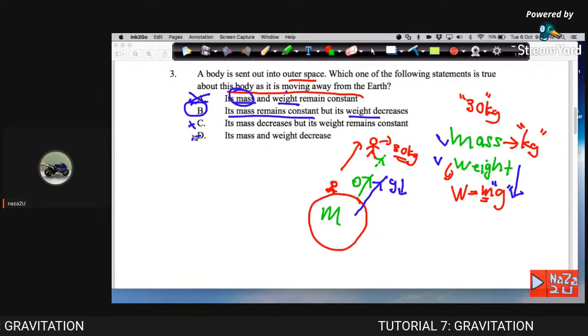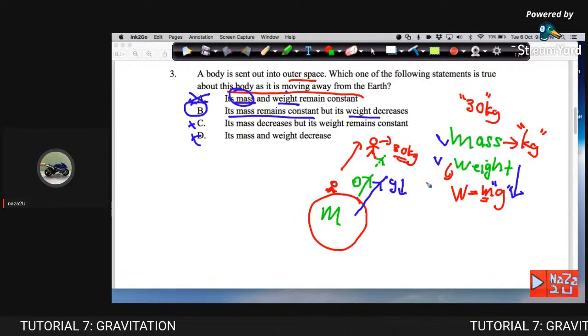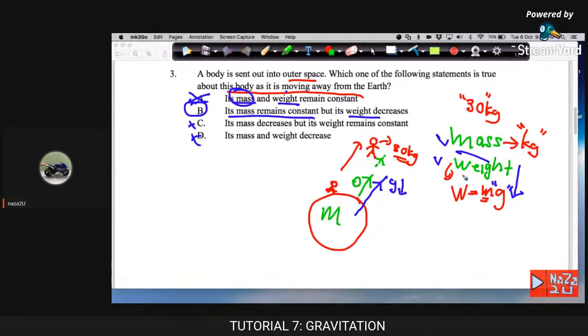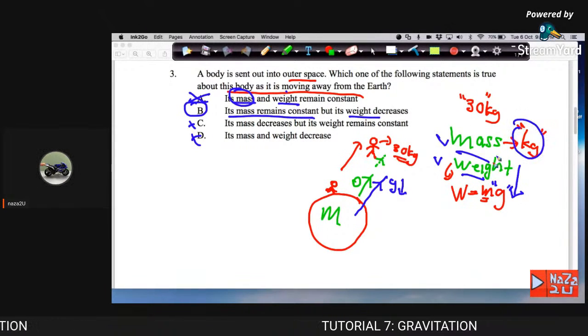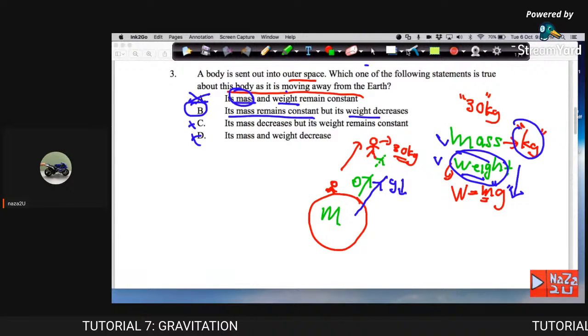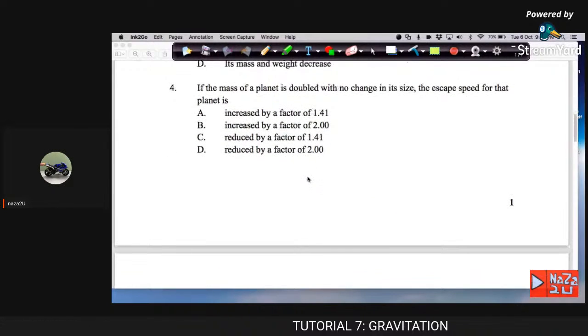So no need for you to consider answer number C and number D. Okay, so this is how you can differentiate between mass and weight. Right? Mass is a scalar quantity. Weight is a vector quantity. Okay, continue to the question number 4.